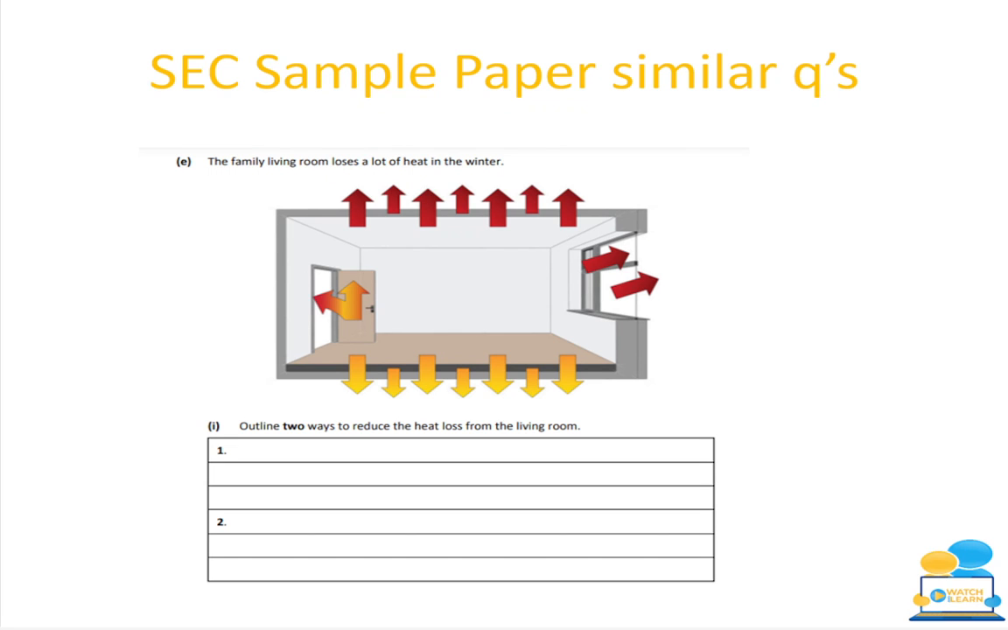We could say, for example, you could make sure to close the windows and doors. You could put curtains across the windows so that the heat is not escaping unnecessarily. You could, for example, put in a pellet fired stove so that you have constant heat going throughout the house. You could have a thermostat in the room. So there's loads of different ways you could reduce your heat loss.